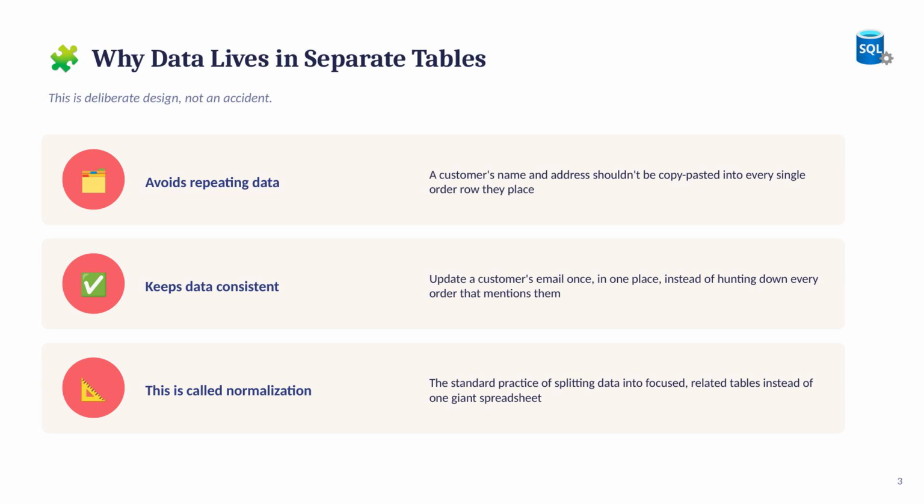So why does data live in separate tables in the first place? This is deliberate design, not an accident. First, it avoids repeating data. A customer's name and address shouldn't be copy-pasted into every single order row they place. Second, it keeps data consistent. Update a customer's email once, in one place, instead of hunting down every order row that mentions them. And this general practice has a name: normalization, the standard approach of splitting data into focused, related tables instead of one giant spreadsheet trying to hold everything. Almost every production database you'll ever touch is built this way.